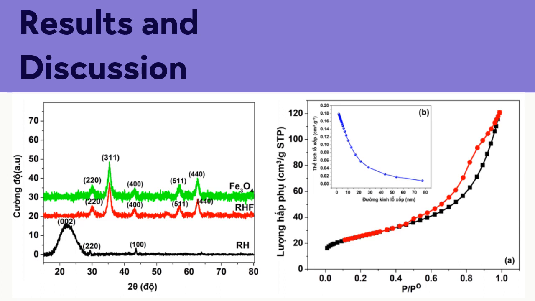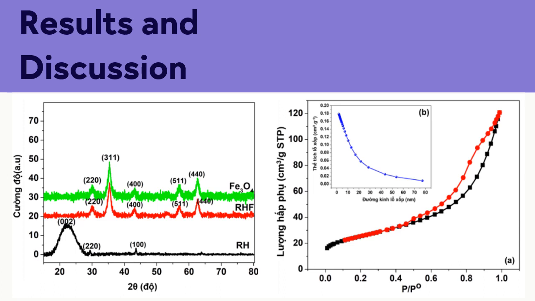Under the influence of ultrasound and the experimental environment, the rice husk sheets are easily broken down into smaller pieces, and iron oxide forms on the surface of these rice husk fragments, possibly through the formation of iron oxide and carbon bonds in the composite material, which will be further investigated through XPS and FTIR spectroscopy.